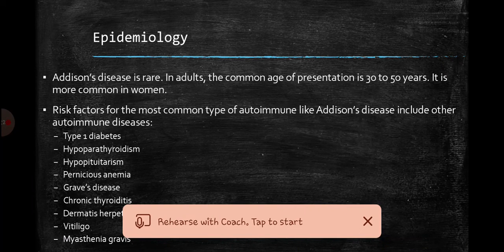Here are some risk factors for the most common type, autoimmune Addison's disease, including other autoimmune diseases: type 1 diabetes, hypoparathyroidism, hypopituitarism, pernicious anemia, Graves' disease, chronic thyroiditis, dermatitis herpetiformis, vitiligo, and myasthenia gravis.